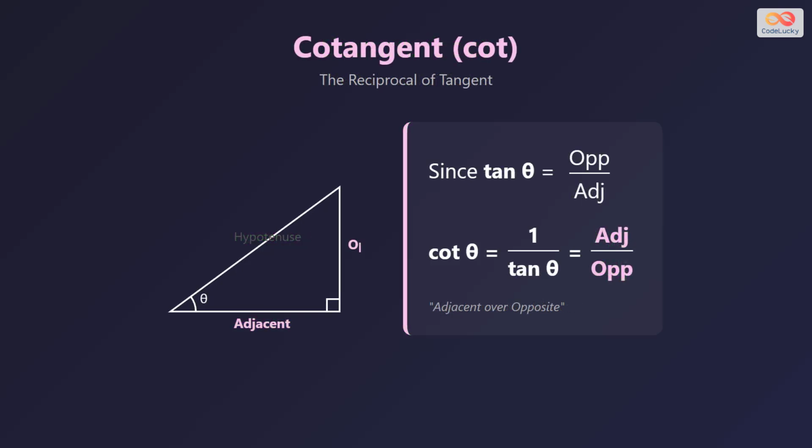The third one is cotangent, abbreviated as COT. As you might guess from the name, cotangent is the reciprocal of tangent. Since tangent is opposite over adjacent, flipping it gives us cotangent, which is adjacent over opposite. Therefore, cotangent theta equals 1 over tangent theta.